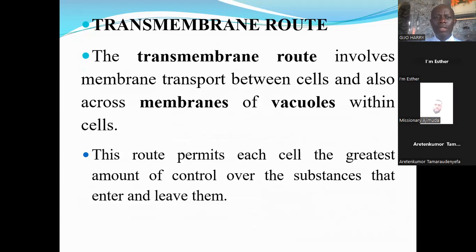The transmembrane route involves membrane transport between cells and also across membranes of vacuoles within cells. Okay, the transmembrane, this water moves from one cell membrane to the other. This route permits each cell the greatest amount of control over substances that enter and leave the cell.